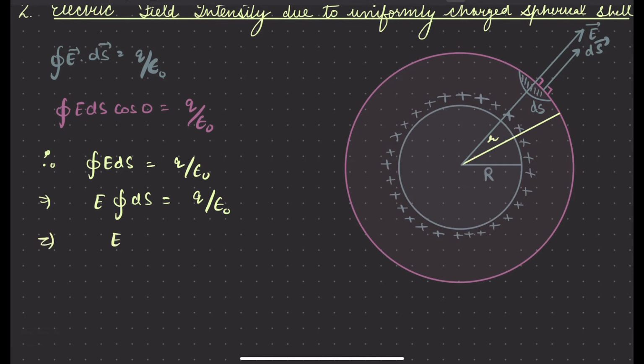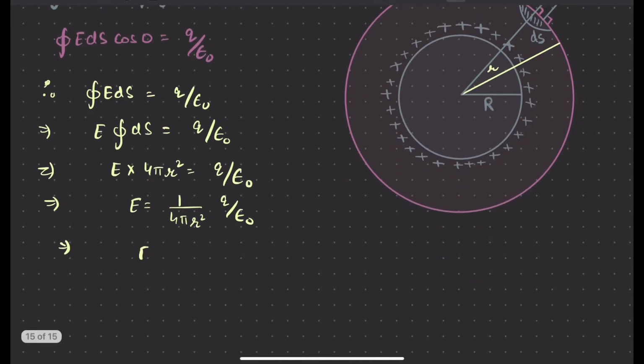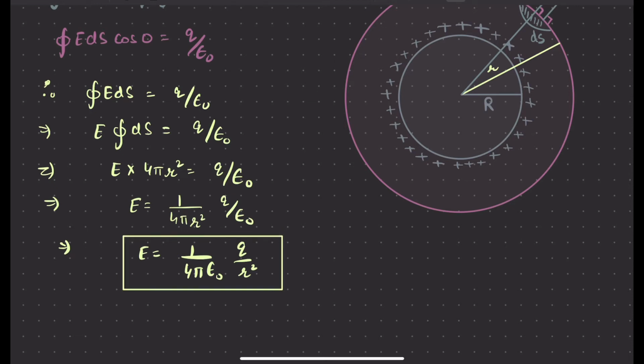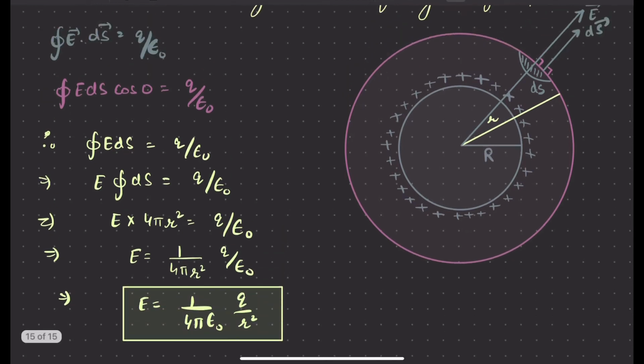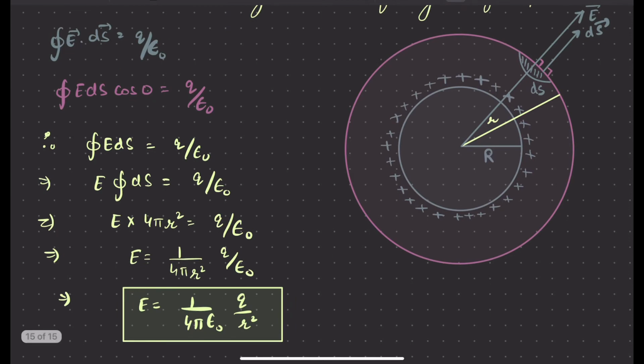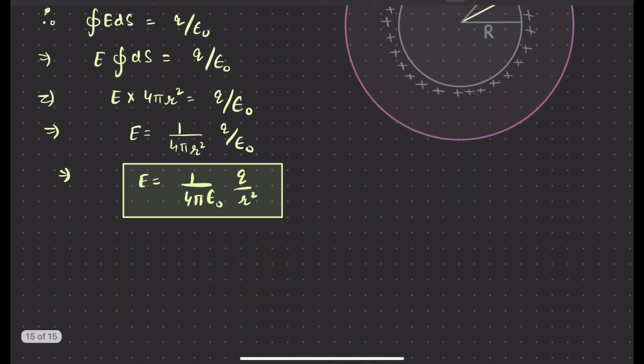So therefore we have E into 4 pi r square is equal to q upon epsilon naught, or we can say E is equal to 1 upon 4 pi r square times q upon epsilon naught, or rearranging we can write it as 1 upon 4 pi epsilon naught times q upon r square, where small r is representing the radius of the Gaussian surface. Now we will discuss the various cases related to the Gaussian surface.